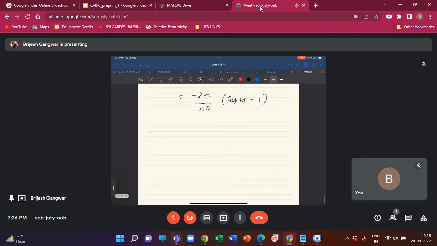So Fourier representation, we got f(t) is equal to summation n equal to 1 to infinity, 200 by n pi, 1 minus cos n pi, sin n pi t. So it is 400 by pi sin pi t minus 400 by 3 pi sin 3 pi t.